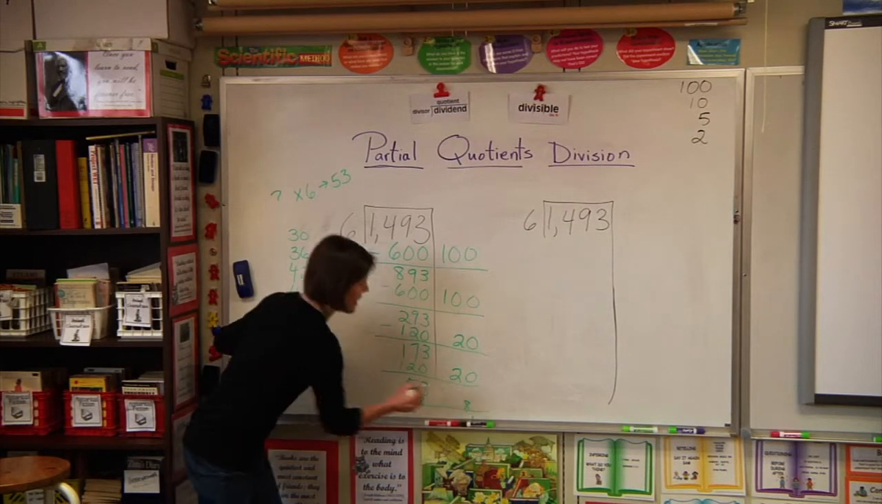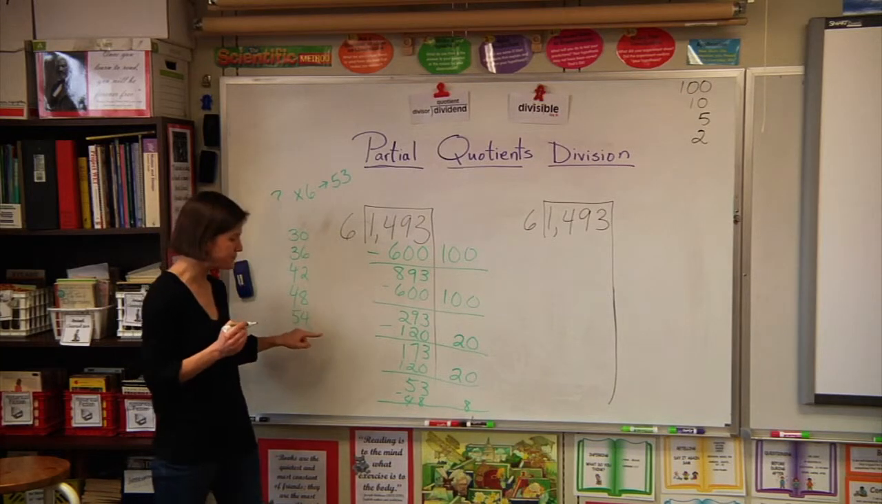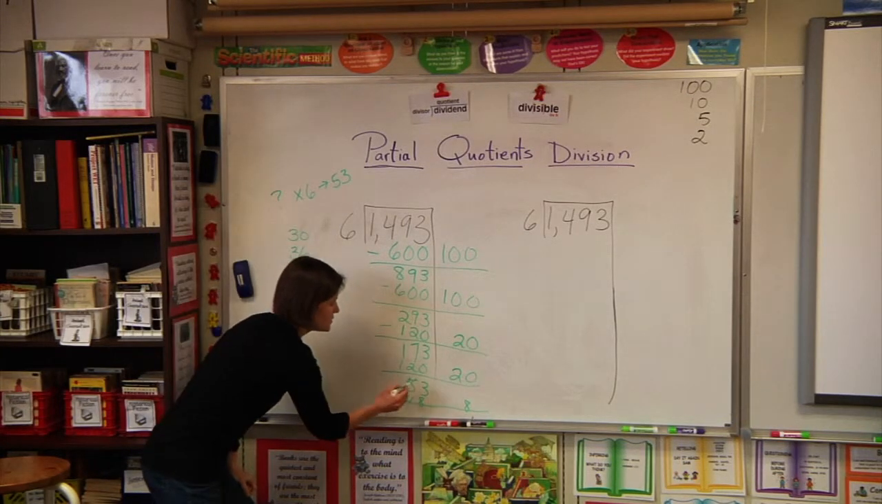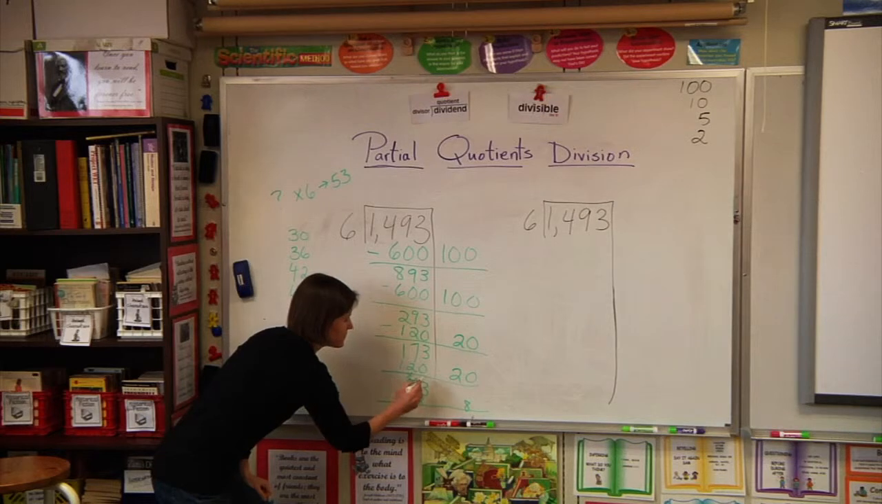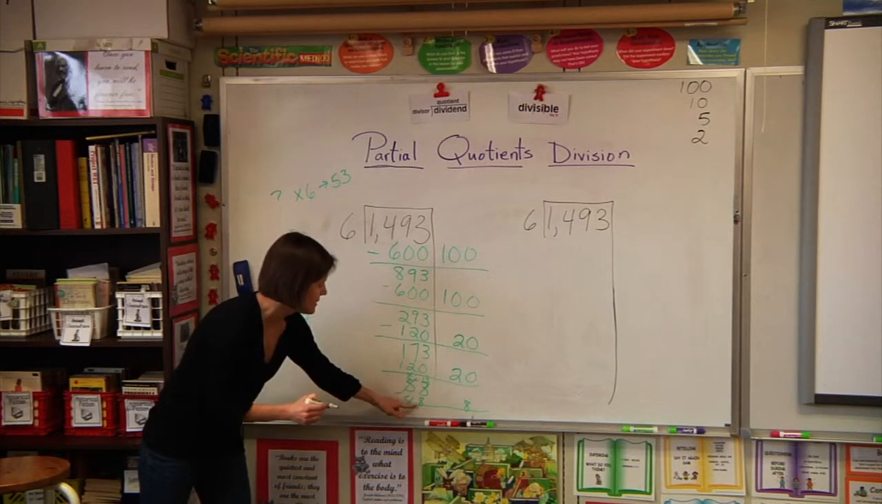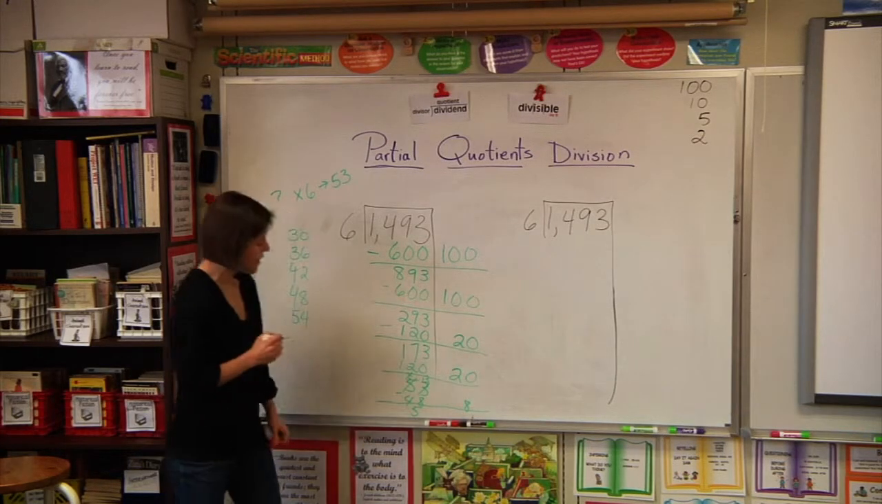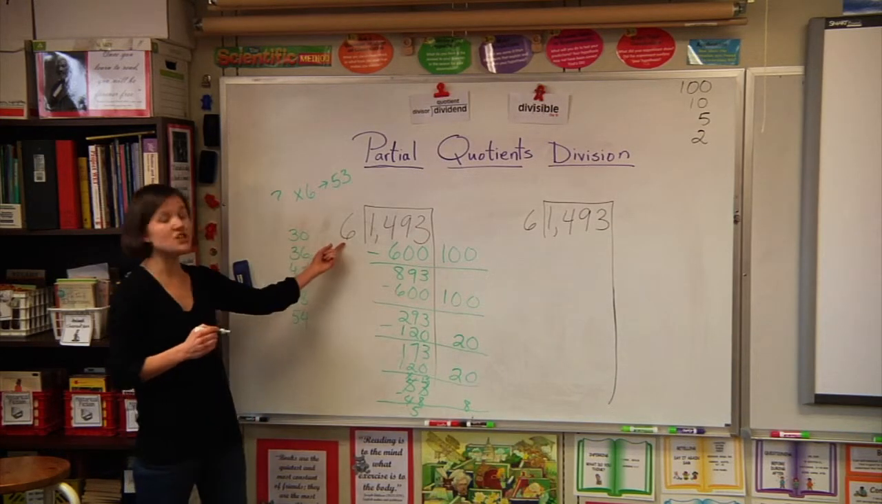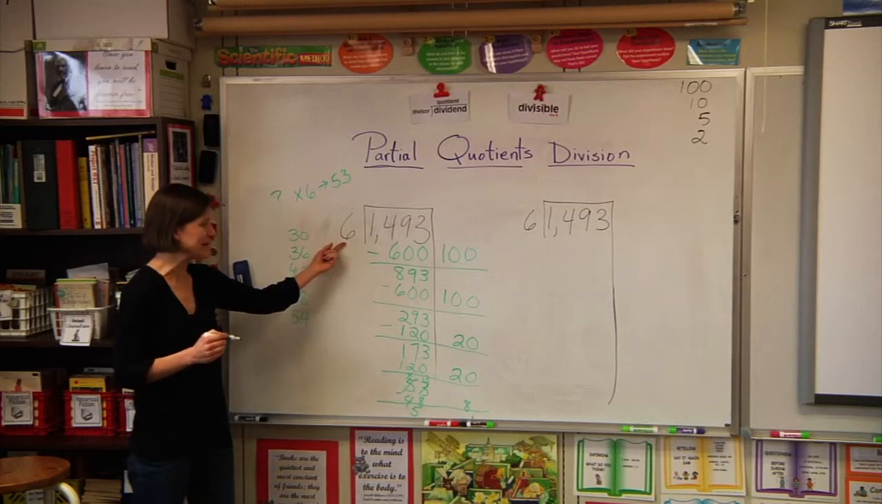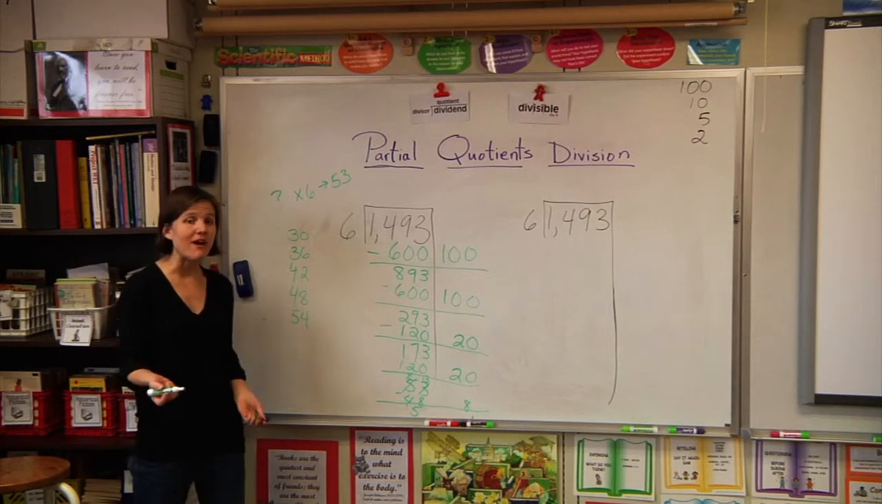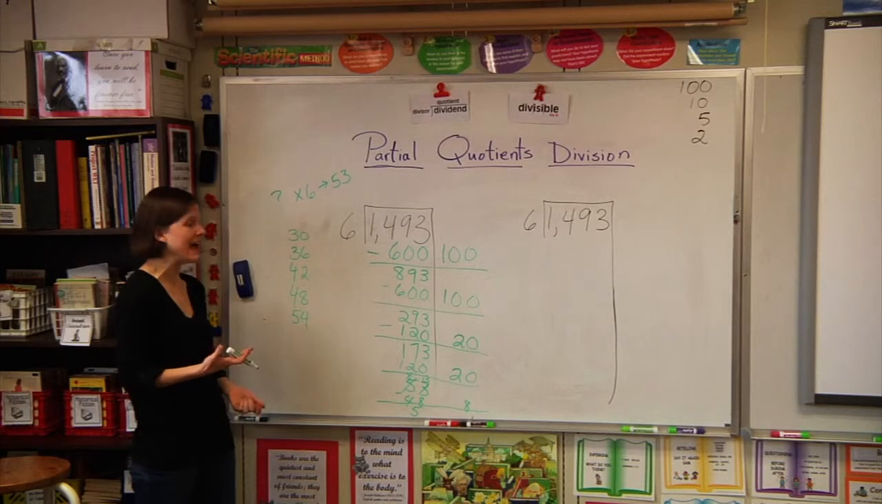And let's see how many I have left over. We can do regrouping if you want. 13 minus 8 is 5. I have 5 left over, and I can't share 5 evenly among 6 people. Now I've just got to figure out how many each person has.